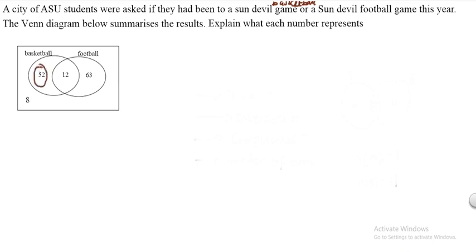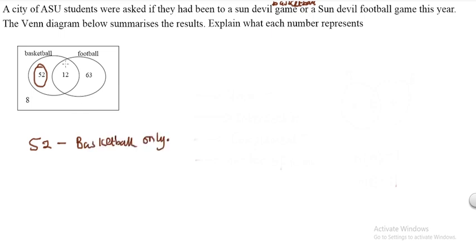Let's look at 52. What does 52 simply tell us? If you notice this diagram, there's a basketball circle here and a football circle here. This one shares a boundary between the basketball and the football, and this one is neither inside basketball nor football. So starting from 52, we can tell that 52 is the number of people that attended the basketball game only. So I write here, basketball only.